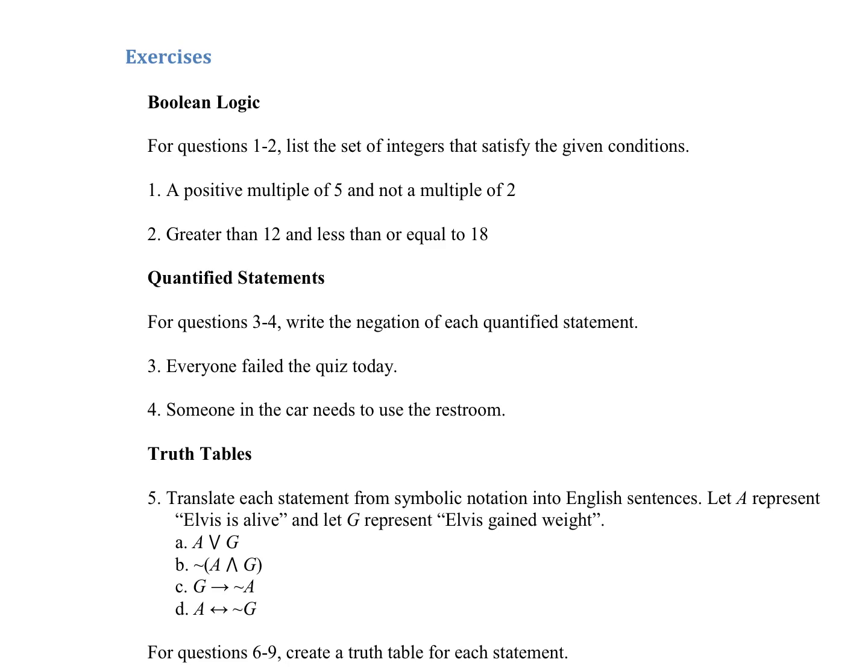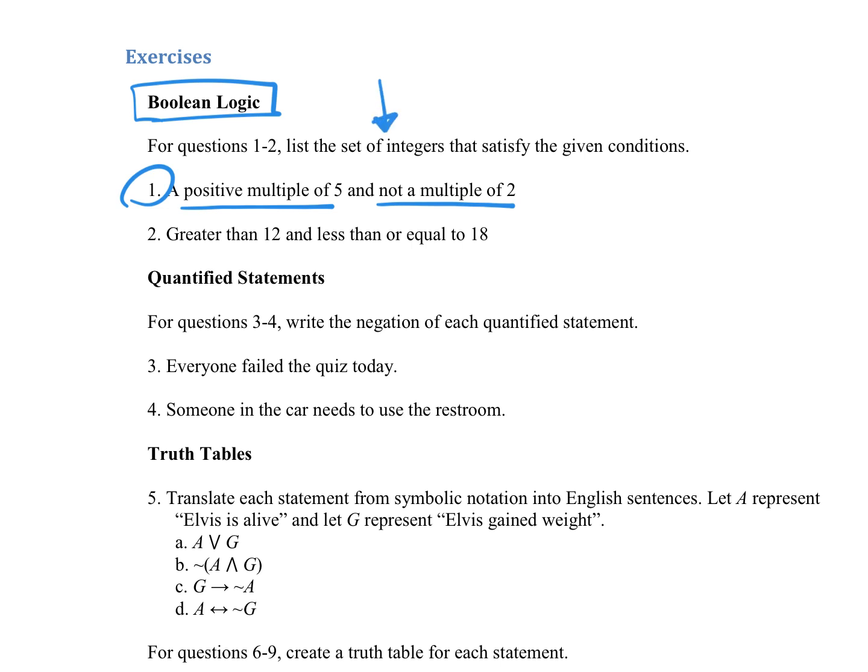All right, we're going to look at the logic practice, and I'm going to try and go in the order that we learned the material. So we're going to start with questions 1 through 4. So the beginning here, just Boolean logic, remember that's putting together more than one statement. And so we're looking at a positive multiple of 5 and not a multiple of 2. And we're trying to see what integers do that.